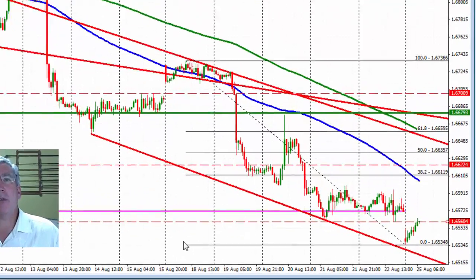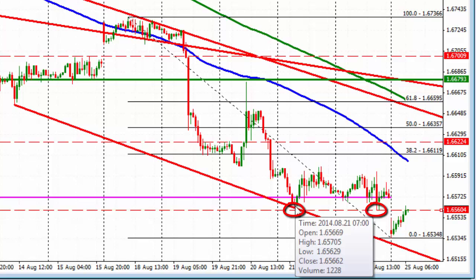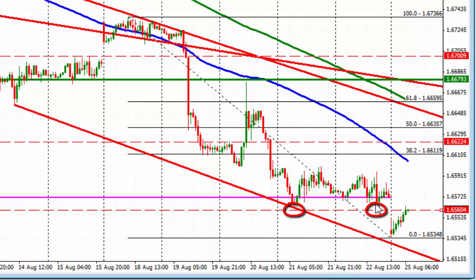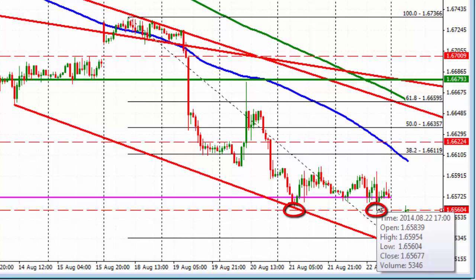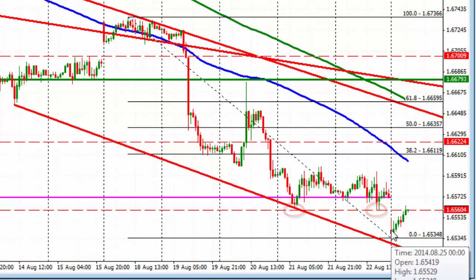Taking a look at the hourly chart, we did gap to the downside and move below low prices that we saw on Thursday and Friday. Thursday's low price came in at the 165.63 level, and on Friday the low price came in at 165.60. Now we are currently trading right around that 165.60 level right now, after trading at the lows in the first hour of trading down at 165.34.